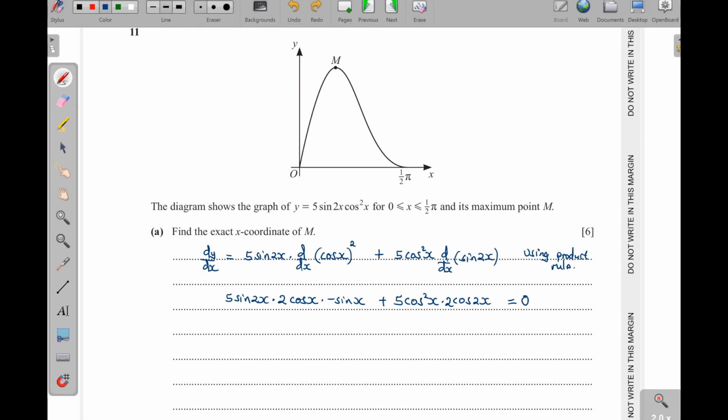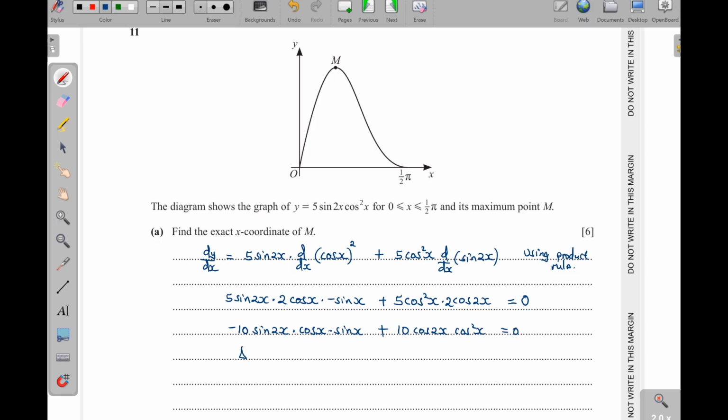Then I will equate to what? To 0. So this will be negative 10, and then sine 2x cos x, then sine what? Sine x. Okay, and then from there, then plus again 10 here, 5 times 2, then cos 2x, then cos squared x, which is equal to 0.